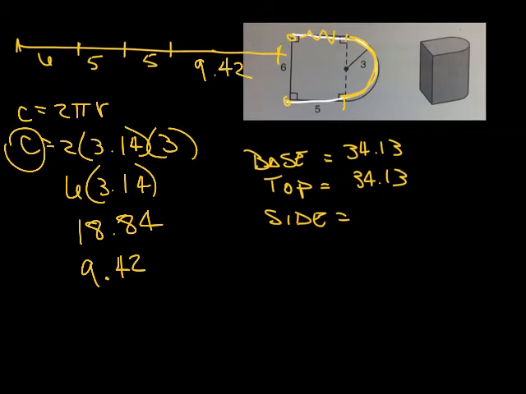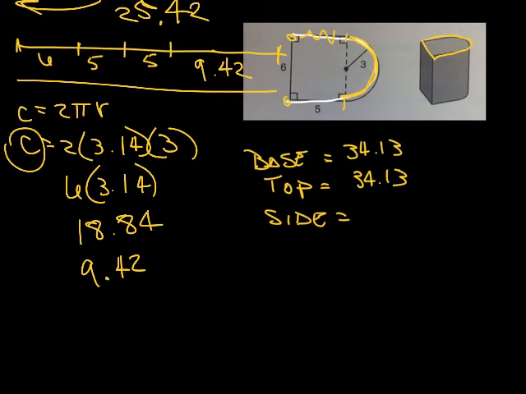So when we stretch this whole thing out, it's going to look like that. If we add up all those sides, we've got 6 plus 5 plus 5 plus 9.42. And that whole line then is 25.42 long, from here to here.